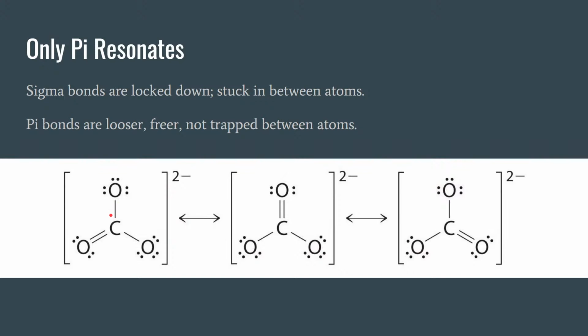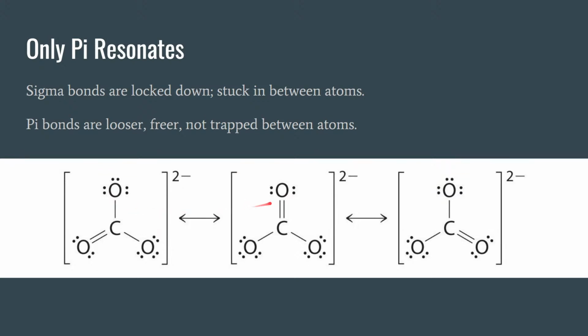Pi bonds, however, are located either above and below, or in front of and behind the bond. So they don't get that significant overlap, which is why you get resonance with them. They are not locked down. They're free in a way that sigma bonds are not.